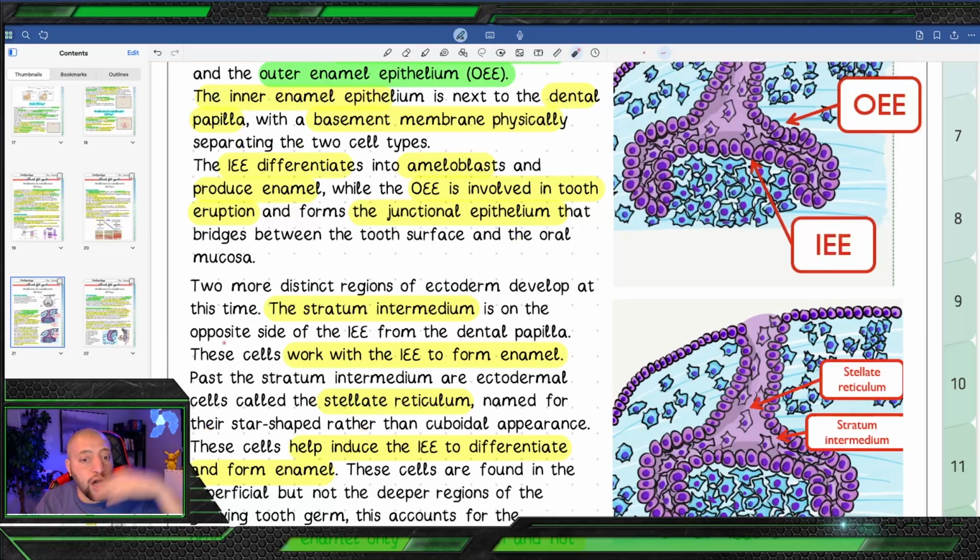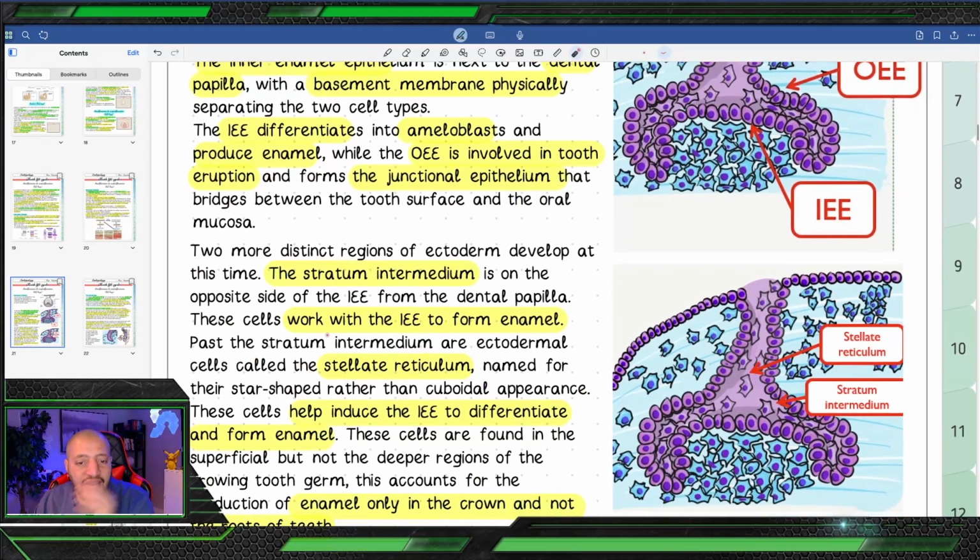It is on the opposite side of the inner enamel epithelium from the dental papilla. So it's up, not down. These cells work with the inner enamel epithelium to form enamel. So why do I keep repeating this? Because if I'm asking which cell works with the inner enamel epithelium to form enamel, and in the options you see outer enamel epithelium, no. Outer enamel epithelium is involved only in eruption, ending up as the junctional epithelium. So what's the other cell? It is the stratum intermedia.